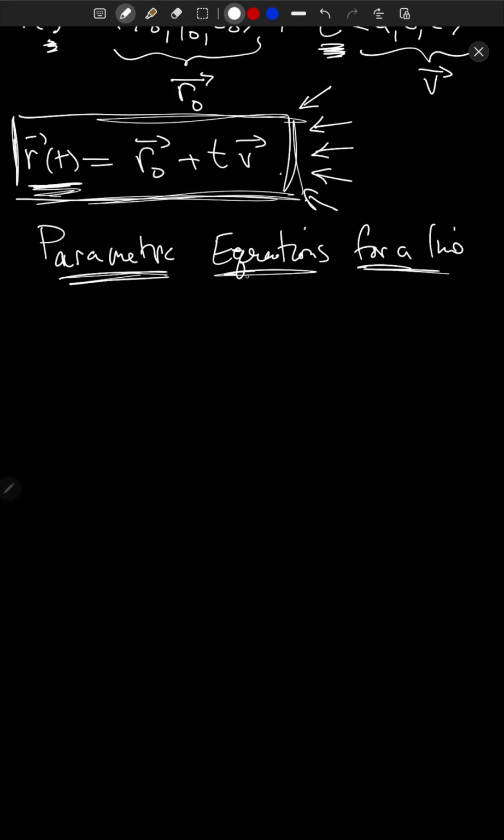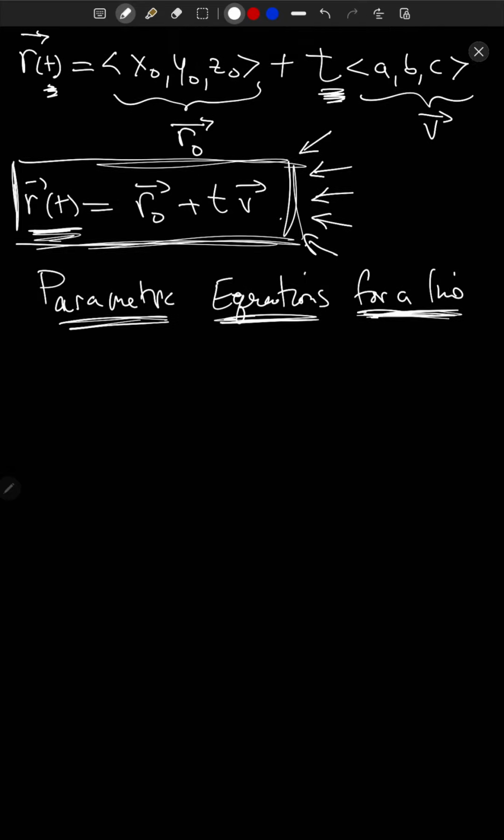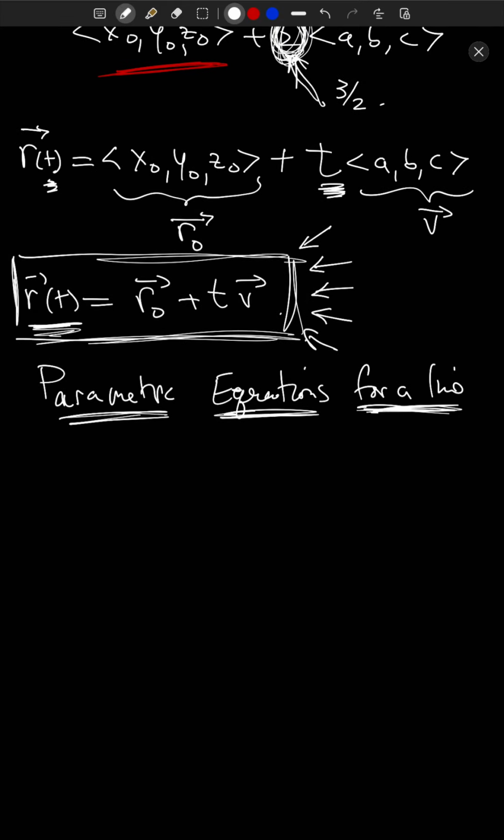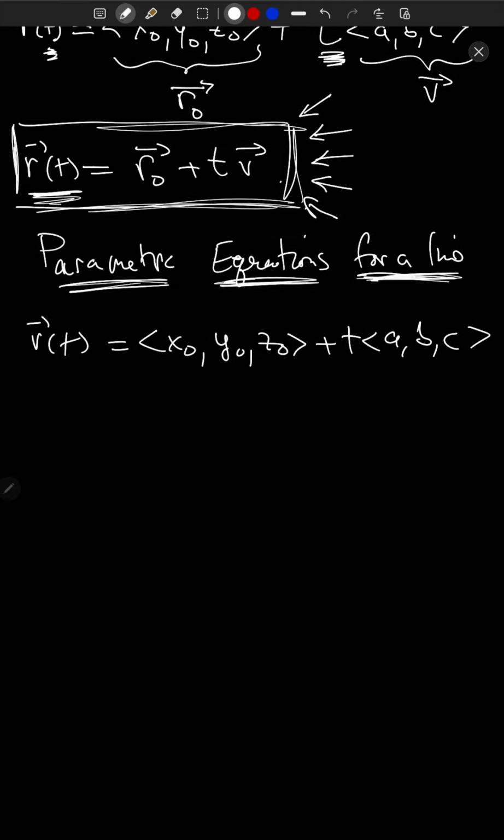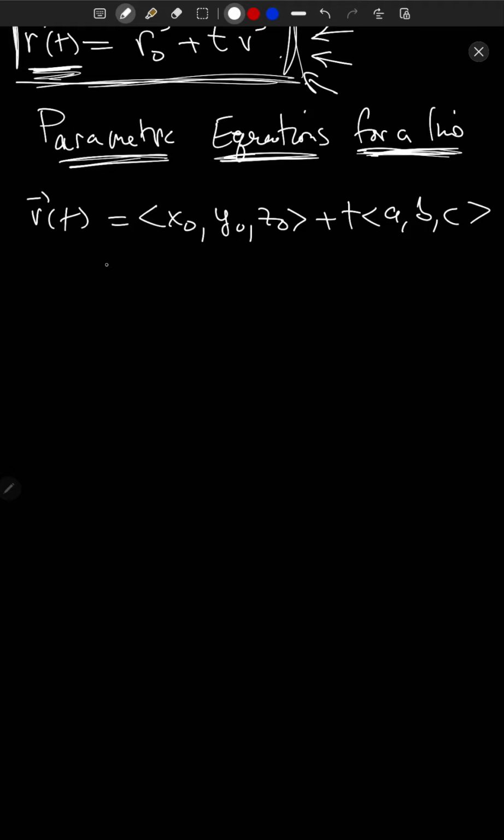So the second description doesn't have to go through vectors. But we can use what we just discussed to describe lines in this second way. Let me look at our equation again. r of t equals x0, y0, z0 plus t abc. Same line. Let me add all the components together into one vector: x0 plus t times a, comma, y0 plus t times b, comma, z0 plus t times c.